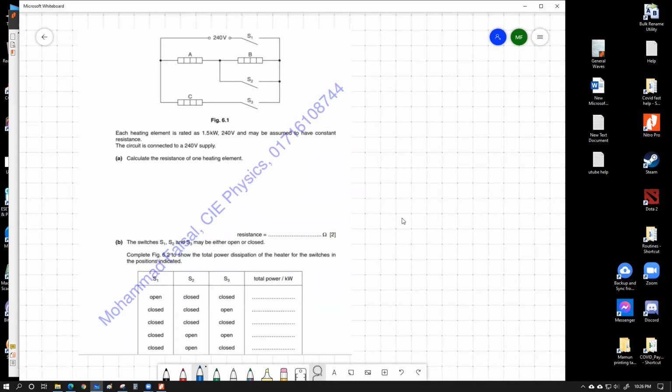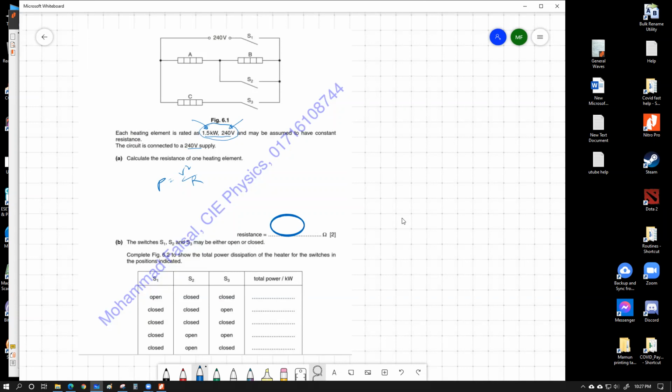The question says each heating element is rated as 1.5 kilowatt, 240 volt, and may be assumed to have constant resistance. The circuit is connected to a 240 volt supply. Calculate the resistance of one heating element. You have to understand this information first very carefully. This information means if these resistor elements are connected to a 240 volt supply, in that case only, their power would be 1.5 kilowatt. If you reduce the voltage supply, their power would be less. So first of all, they're asking us to calculate the resistance of the heating element. This is pretty simple. P equals V squared by R. You place all the values, you get the resistance, and done.